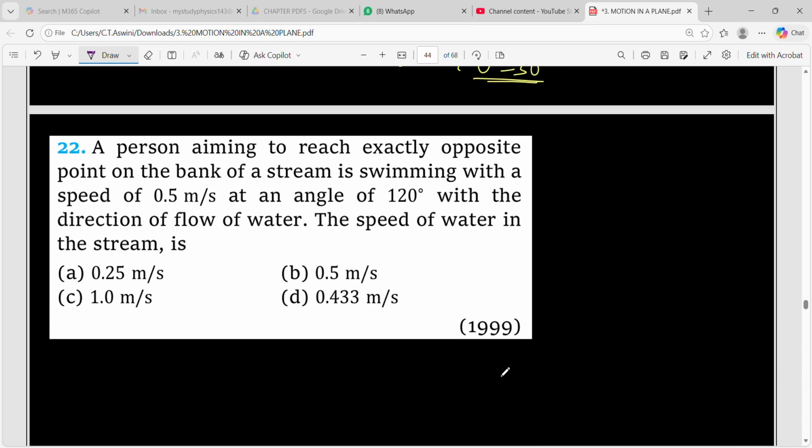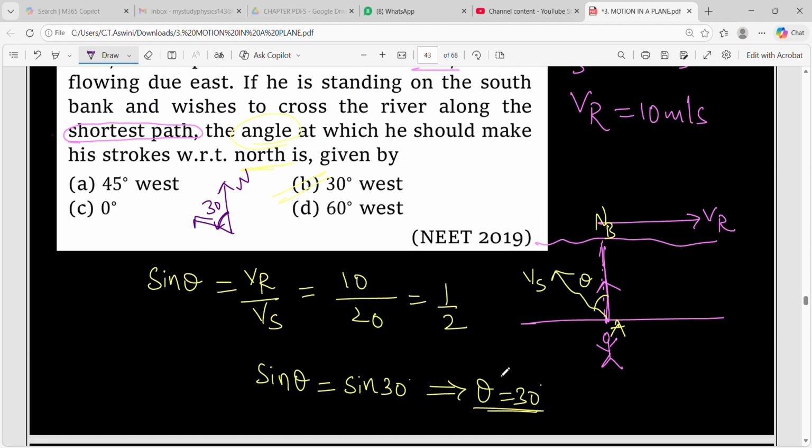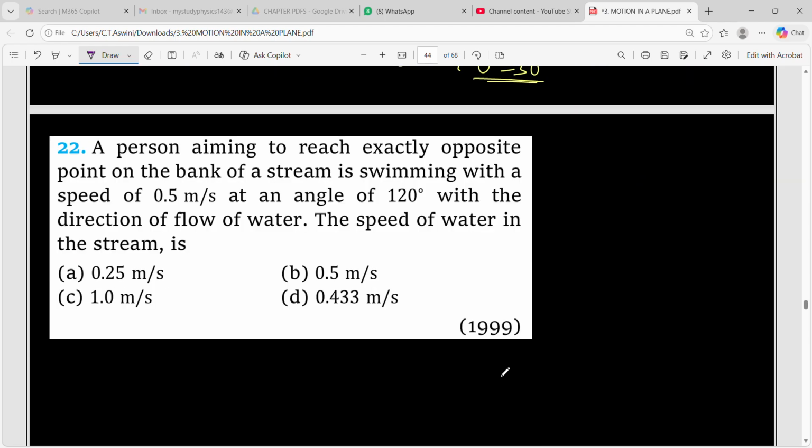One more question. This was in 2019 NEET, and this was in 1999. A person aiming to reach exactly opposite point. Exactly opposite point means this is the shortest path case. That means without any push, he wants to reach the exactly opposite point on the bank of a stream, is swimming with the speed, so what is the speed of the swimmer? 0.5. And at how much angle was he swimming? 120 degrees in the direction of flow of water.